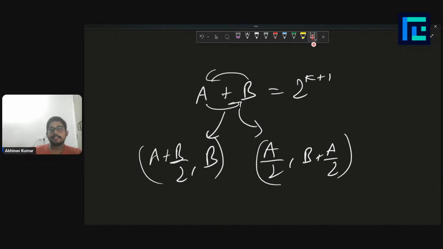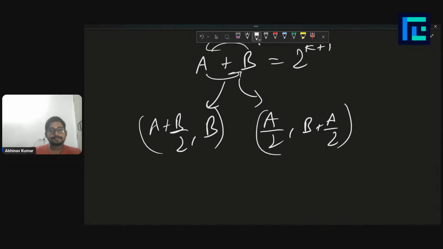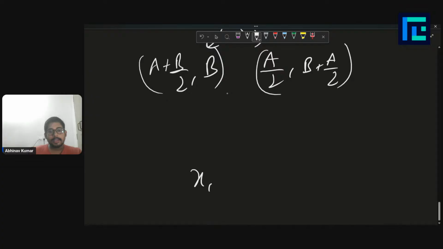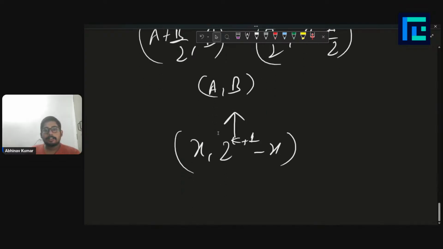But if you think in the reverse order, that you are at some state x comma 2 to the power k plus 1 minus x, what would be the previous state? What would be the state before you perform your last operation? Let's say your previous state is a comma b. What equation can you write? So the first thing is a plus b is equal to 2 to the power k plus 1.